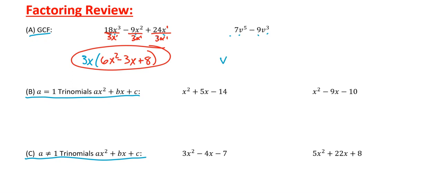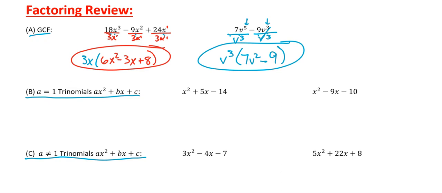Now, if you just take out v, that's incorrect. You're always going to take out whichever one is the lowest power. So we want to take out a v cubed. That'll be the GCF. Again, we want the greatest common factor. So we're dividing by the v cubed here. So it's still going to be 7, and it's going to end up being v squared minus 9, and then the v cubes will just cancel out. So this will be our answer.